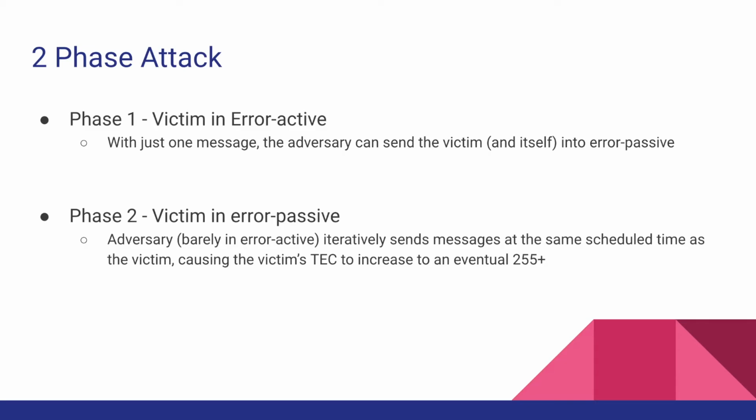So in phase 2, the victim is in error passive and the adversary is in error active. After that, the adversary can still iteratively send messages at the same scheduled time as the victim, causing the victim's TEC counter to eventually increase to 255 plus, causing it to be forced off and kicked off the bus.